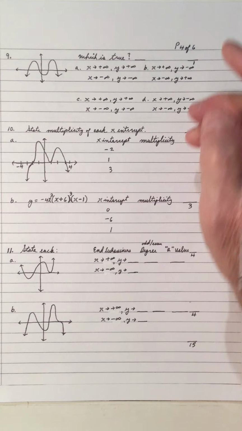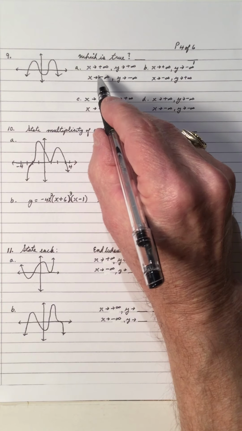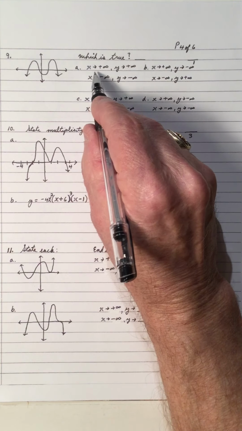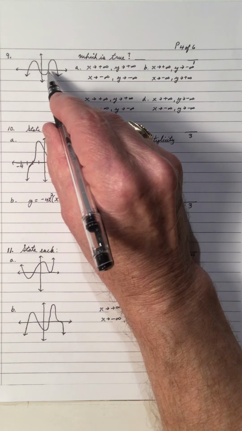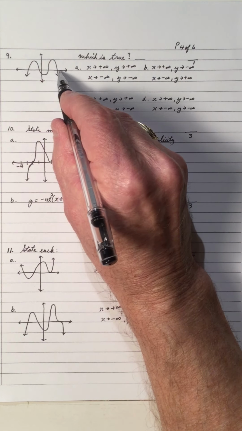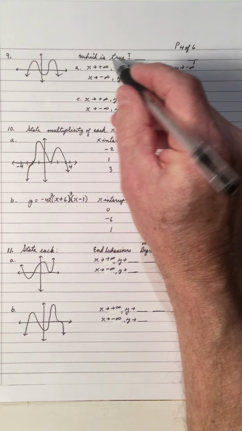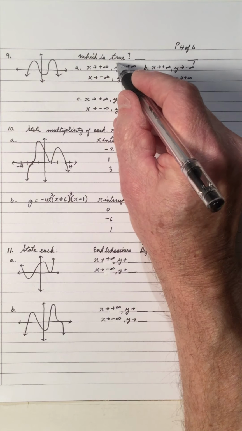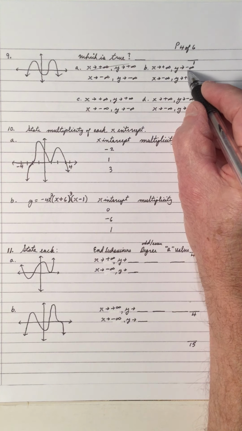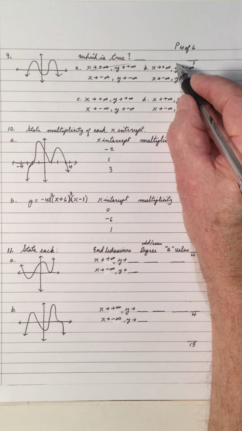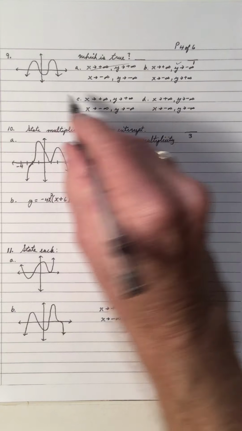Number 9, we have a graph, which is true. And x is going to infinity, y is going to infinity? No, as x is going to infinity, y is going to negative infinity. So it can't be this one. As x is going to infinity, y is going to negative infinity. That's true. Now, we have to look at the other side.